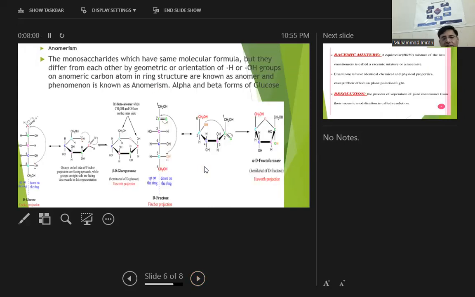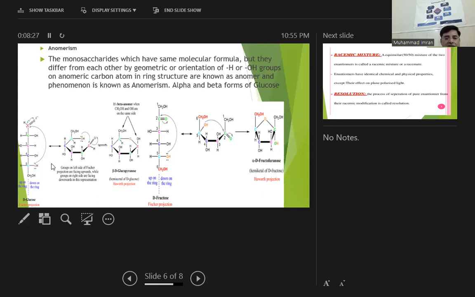Enantiomerism: the monosaccharides which have the same molecular formula but differ from each other by the orientation of H or OH groups on anomeric carbon atoms in ring structure are known as enantiomers, and the phenomenon is known as enantiomerism. There are two forms present in the enantiomerism. One is alpha form and the other is beta form.